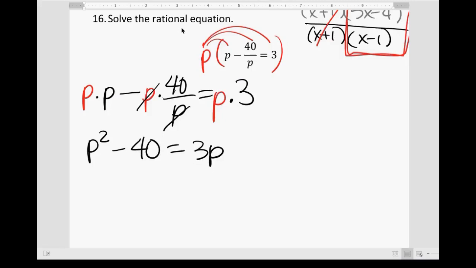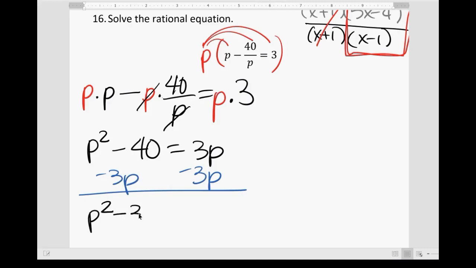Now I'm solving this equation. It's a quadratic. I have p squared. So to solve it, I'm going to solve it by factoring. So I'm going to set it equal to 0. So I want to subtract 3p on both sides. So I have p squared, I'm going to put minus 3p next, minus 40 equals 0.